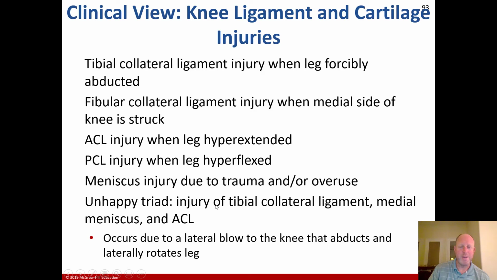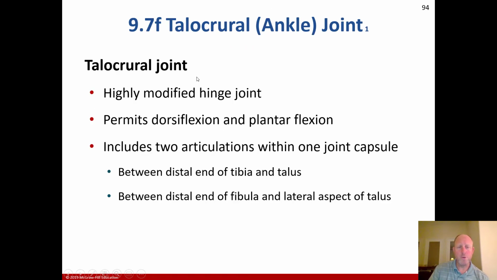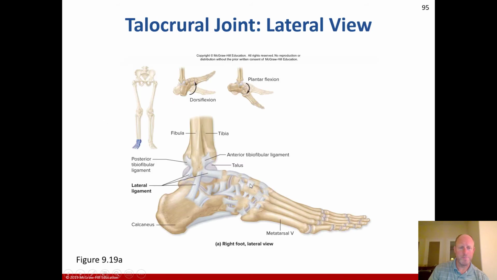The unhappy triad is the injury of the tibial collateral ligament, the medial meniscus, and the ACL that occurs from a lateral blow to the knee that abducts and laterally rotates the leg. The talocrural joint is a highly modified hinge joint, permits dorsiflexion at that ankle, the talocrural joint being the ankle joint, and plantar flexion, pointing the toe away, dorsiflexion coming toward the midline, toward the shin, I should say. It includes two articulations within one joint capsule, the distal end of the tibia and the talus, and of course between the distal end of the fibula and the lateral aspect of the talus.